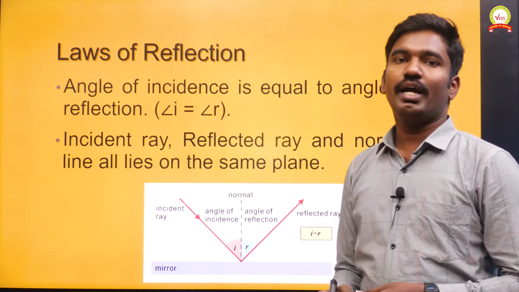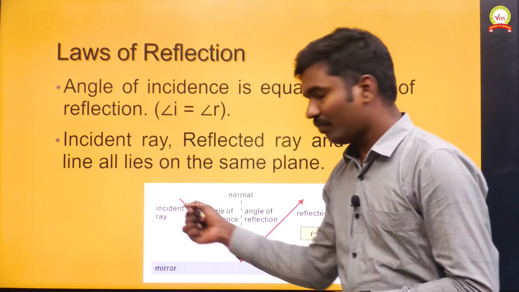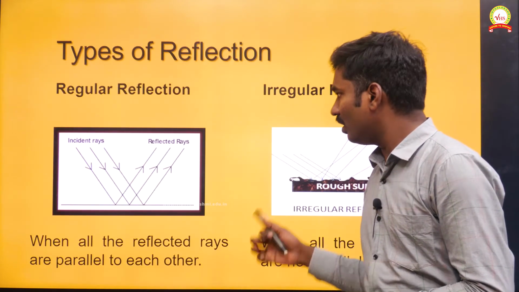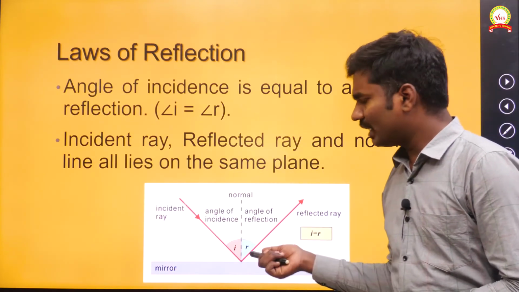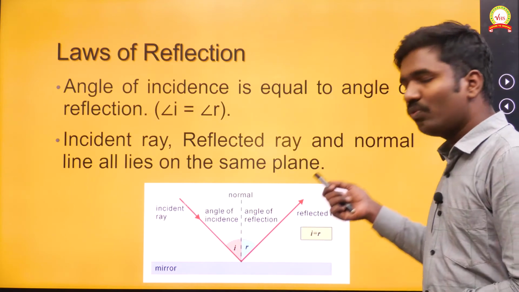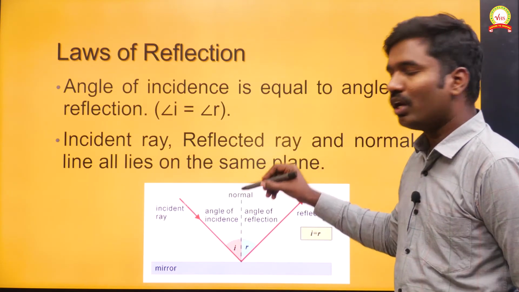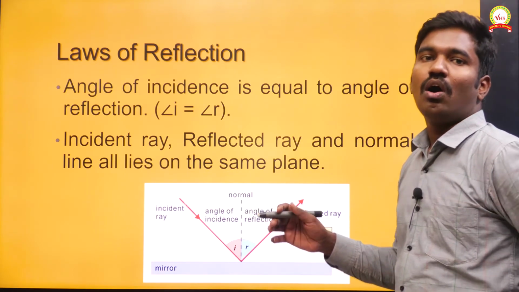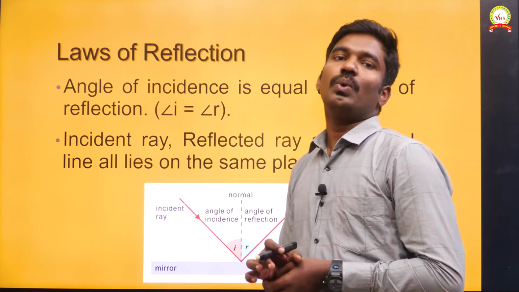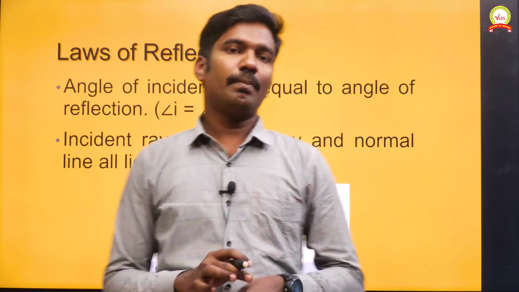And what is the second law? The incident ray, that is the ray going towards the mirror, the reflected ray, the ray coming outwards from the mirror, and the normal line which you draw from the point of incidence, all lie on the same plane.